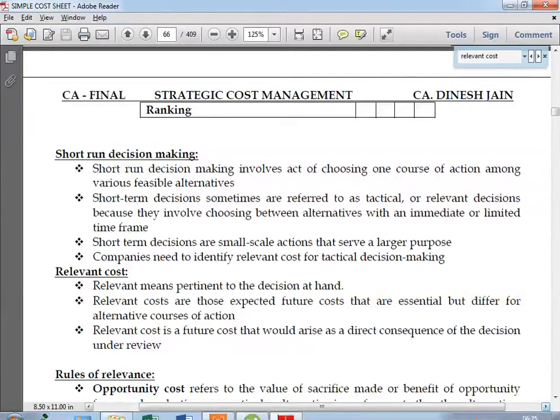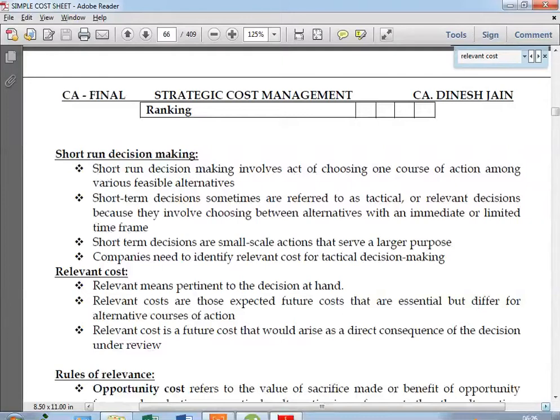So before you were booking the ticket, it was 200 rupees, because if I book the ticket it is 200, if I don't book the ticket it is 0. After you have booked the ticket, whether you watch the movie or you don't watch the movie, you are not going to get anything out of it. So the moment the movie ticket is booked, the relevant cost of the movie ticket is 0.